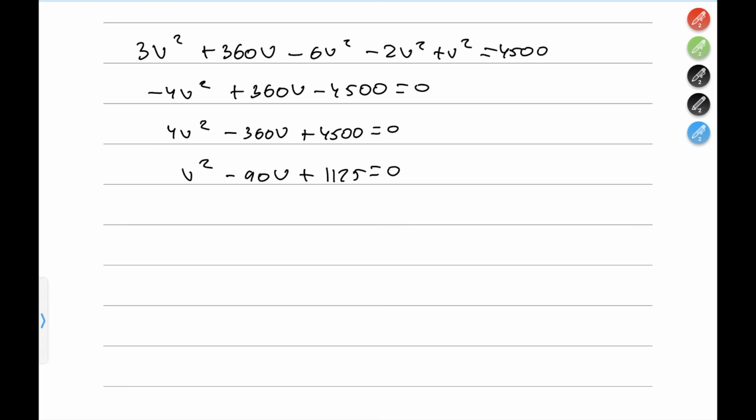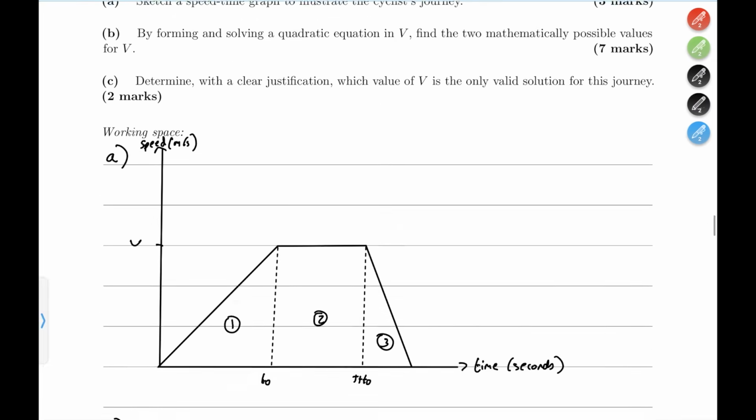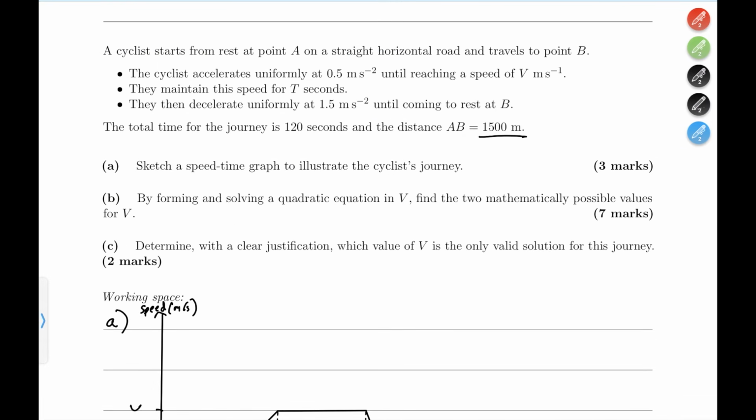And I'm going to double check that I get proper solutions here. So I'm going to put this into my calculator, and I get 1, minus 90, 1125. So this factorizes to v minus 75, v minus 15 equals 0. So v is equal to 15, or v is equal to 75. Okay, so that is part B.